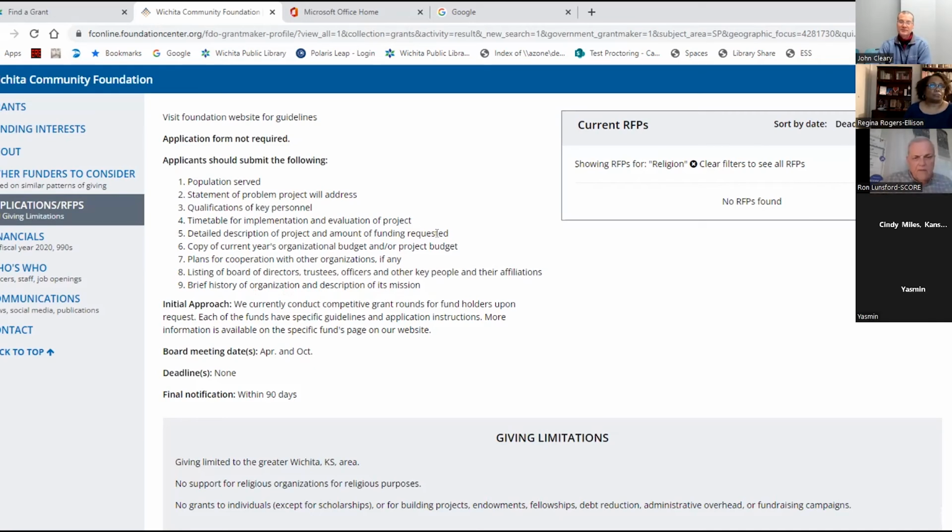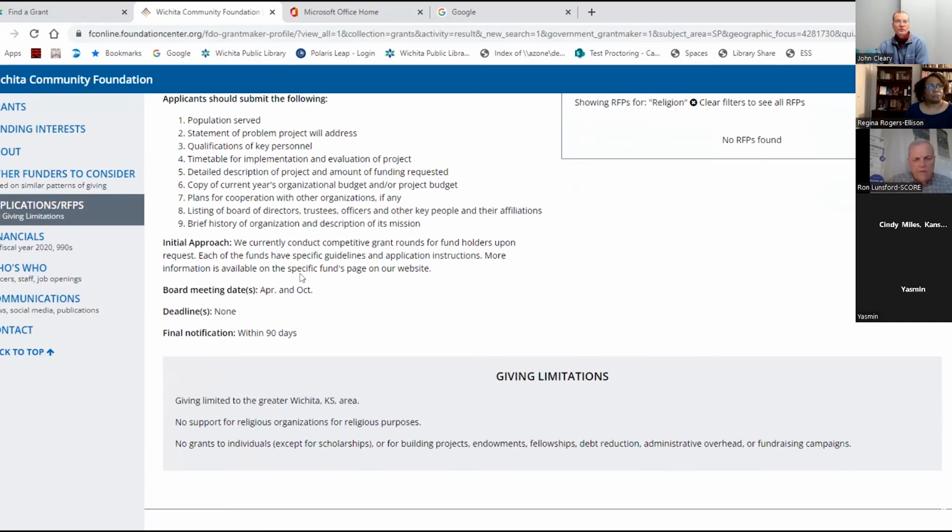So that's all going to be specific information that the Wichita Community Foundation requires. But as I said, each grant maker is different. So you'll want to go into the profile to see what's expected. Their initial approach, they do conduct competitive grant rounds upon request. So their board of directors meets every April and October. So that's generally when they'll go over new grant applications from grant writers. And they do not have any deadlines, so you can send them year round, and usually you'll be notified within 90 days of whether you've gotten your funding or not.